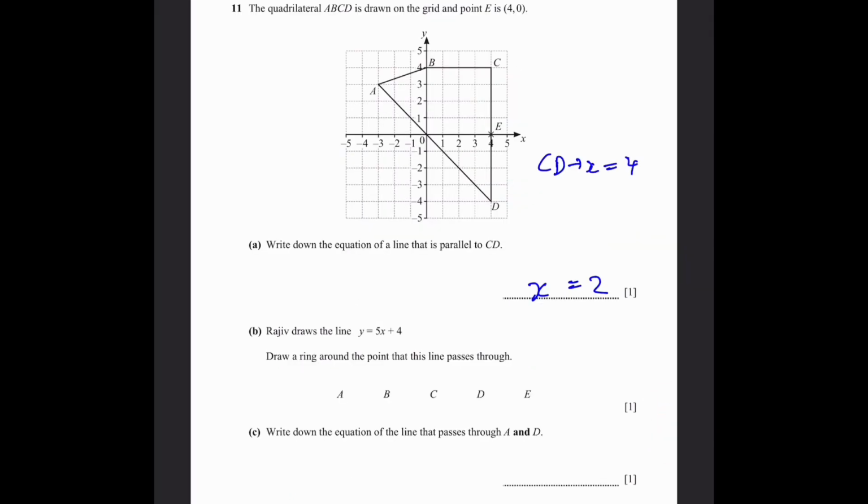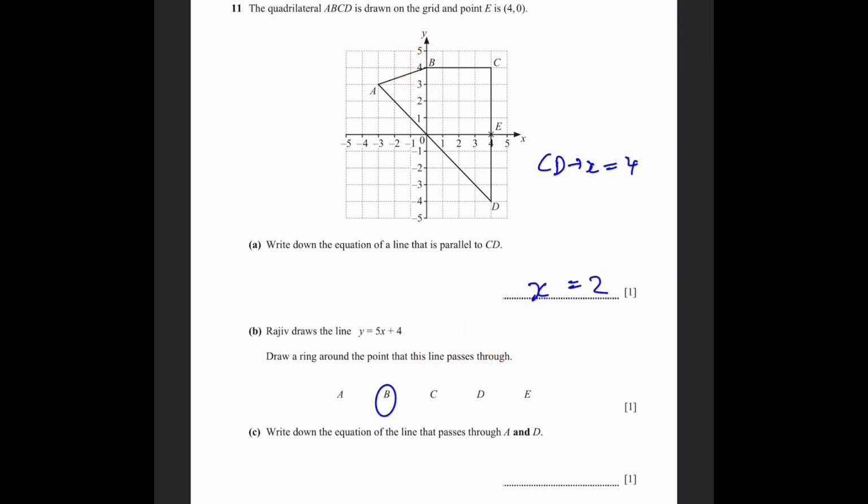B. Rajiv draws the line y equals 5x plus 4. Draw a ring around the point this line passes through. A, B, C, D, or E. The answer is actually B. Why? Because B is equal to (0, 4), and that is just the y-intercept of the line, because the c is equal to 4 and the y-intercept is 4, which means (0, 4), so it passes through that point, which is just B.